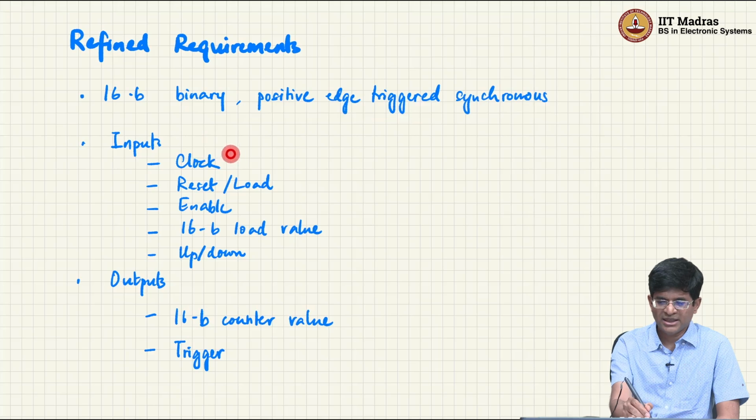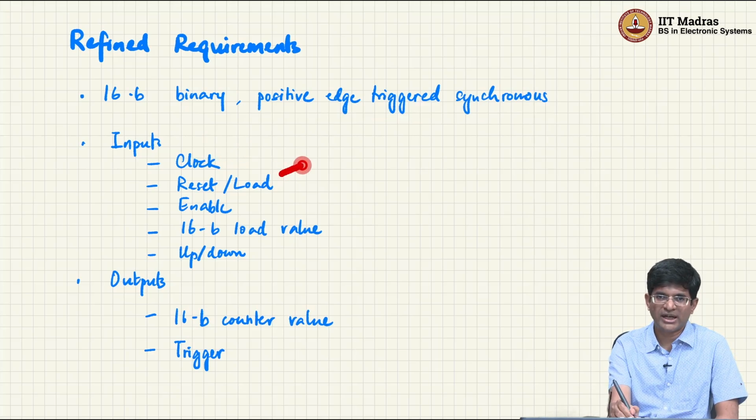And I also know these are my inputs. I have a clock input, I have a reset or load input which basically allows me to go back to the load value. I have an enable signal that says whether or not to count. I have a 16-bit parallel bus that gives me the load value, and I have one more input signal that tells me whether to count up or down, okay? The outputs of this module would be the 16-bit value of the counter, and also a trigger signal that gets activated whenever my counter value matches the threshold, right? So by the way, there should also be a threshold value that I need to add over here as one of the inputs.